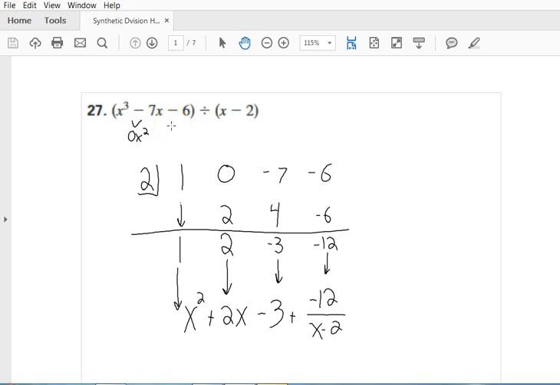Now, the rule is this. Whatever exponent you start with, in this case it's a 3, you need to go in descending order from that without any gaps. So if I look here, I start with an exponent of 3. Then my next exponent in the problem is a 1, and then a constant term of, well, whatever that is, in this case -6. Notice how I'm missing an x² term.